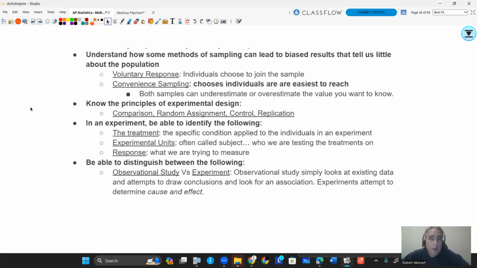Here's some more talking about different types of ways to get data: voluntary response, convenience sampling, experimental design techniques, comparison, random assignment, control, replication. Being able to tell the difference between an experiment and an observational study is important. All right, I'm going to move to the next slide.